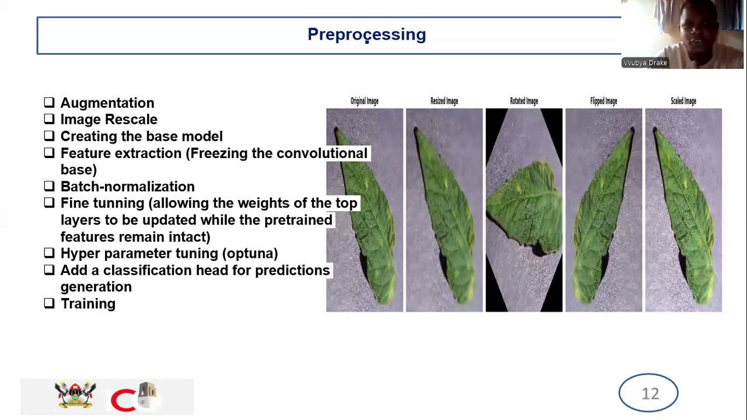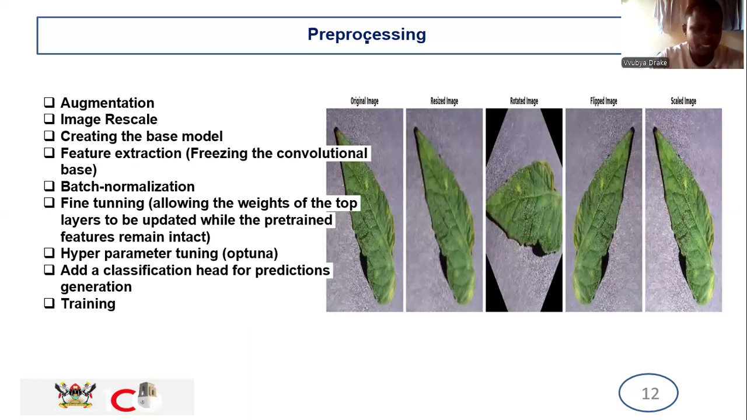Then creating or downloading the base model. This can be ResNet, VGG16, or the models we used. Then freezing the convolutional base of the downloaded model for feature extraction. Under feature extraction, we extracted features like edges, texture, and color. These are used in distinguishing between different leaf diseases and healthy leaves.